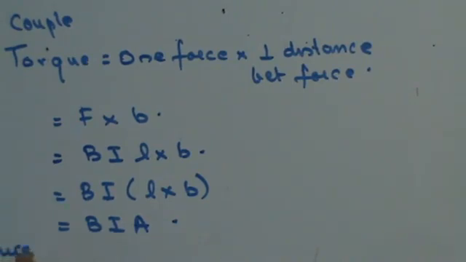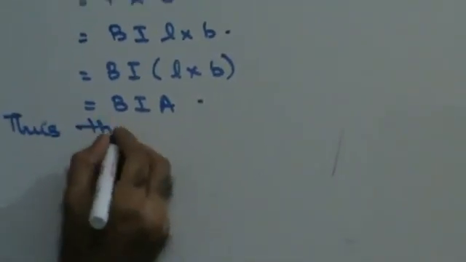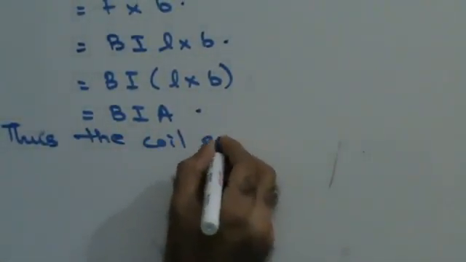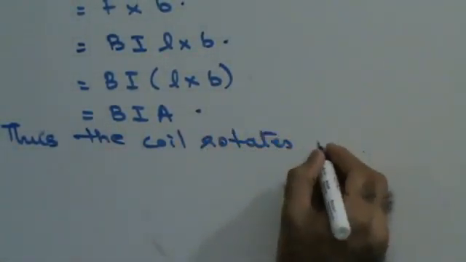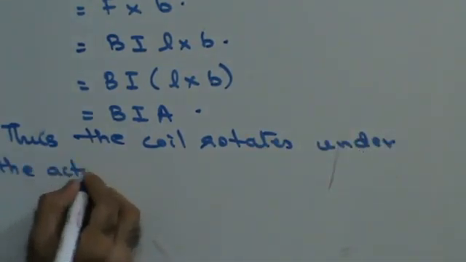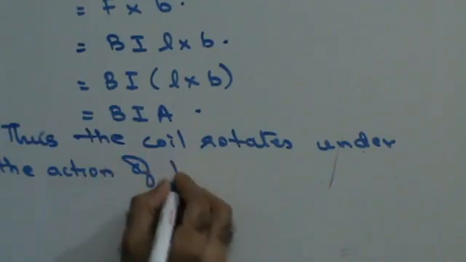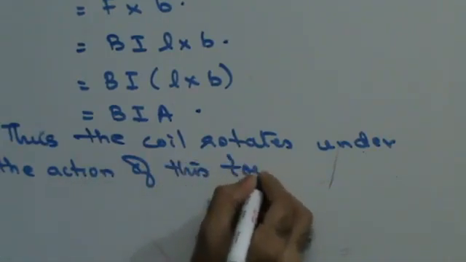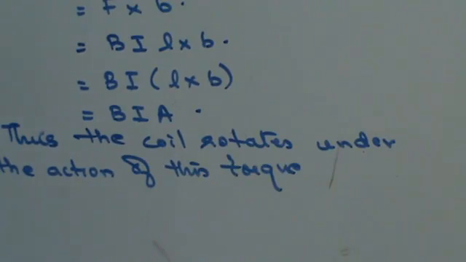Thus, the coil rotates under the action of this torque. Right? Now, this was in the case of suspended coil type moving coil galvanometer. What happens in the case of a pivoted galvanometer? I'll show you that here only. Now, I'll just draw the diagram first.